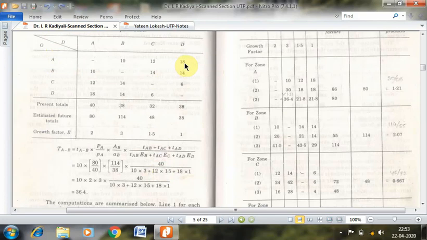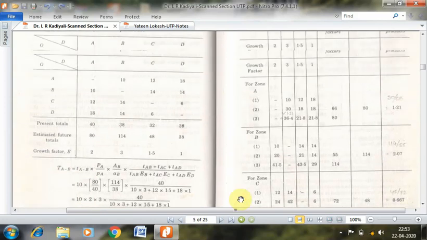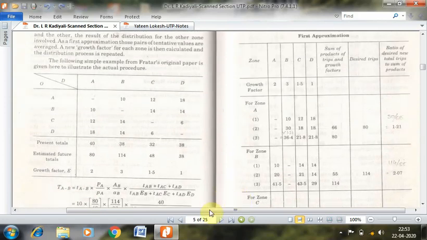TA and D is 18 multiplied by the growth factor corresponding to D. Okay, so once you substitute all these values, you will be getting the total number of future trips that are going to happen between A and B. So the present trip happening is 10. So for the design year, the predicted future number of trips is 36.4.